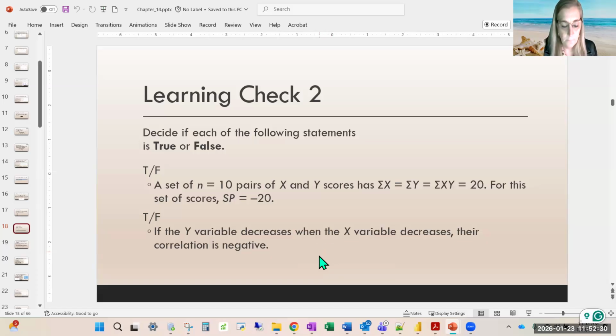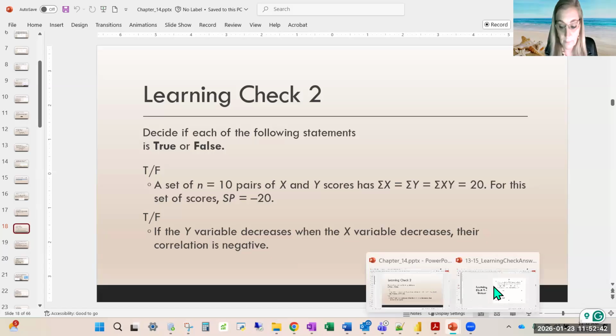Think of the formula. All right, for the other one, is it true that if the y variable decreases when the x variable decreases, their correlation is negative? Ooh, that's a good question.